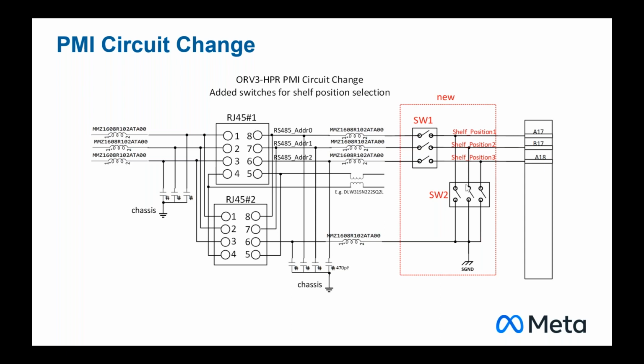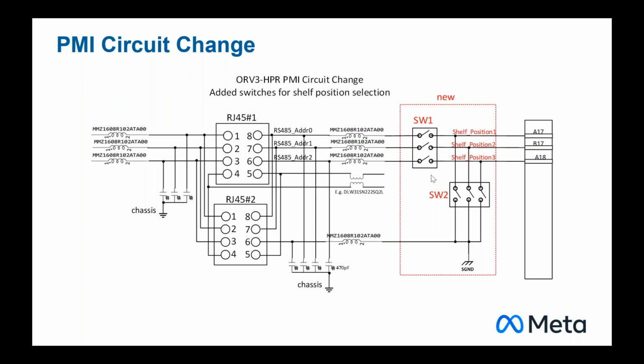So when the ODM integrator installs the shelf into the rack, based on the shelf position from the top, let's say number 1 is the shelf from the top, they select switch number 2 and make it close. So default is open. Open means 1, close means 0 for 3 address pins. So 011 is the first shelf, 101 is the second shelf, 110 is the last shelf.